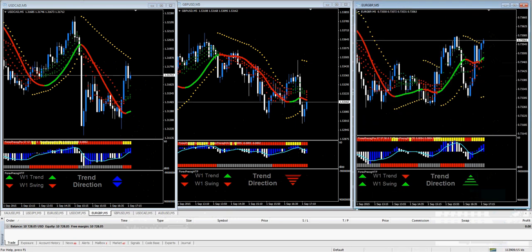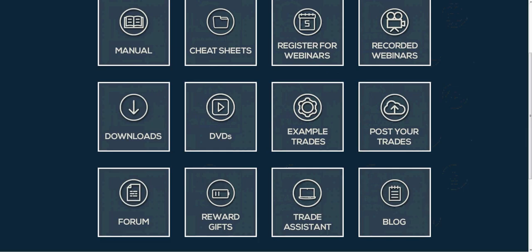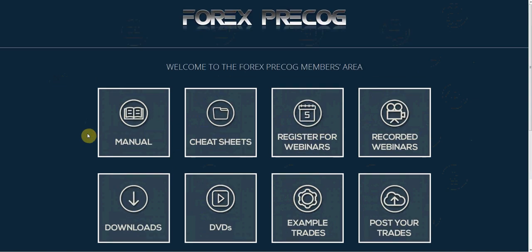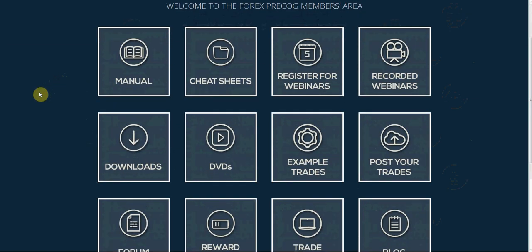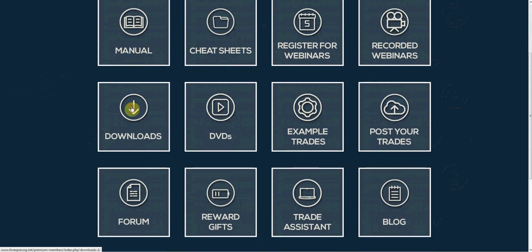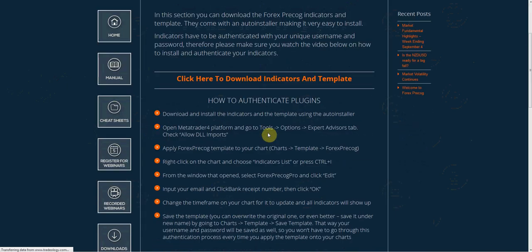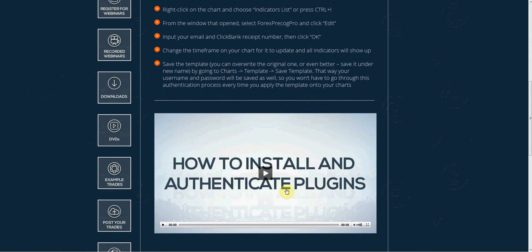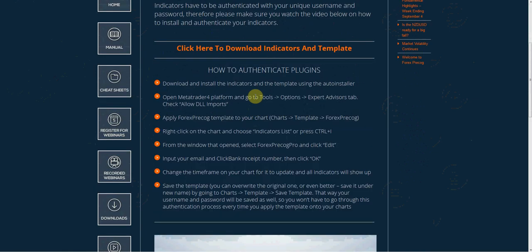Alright, let me show you guys the back office here. Once you actually get your package in the mail, they'll give you the link to come to the back office. As you guys can see, you have access to the manual, cheat sheets, webinar recordings. You'll be able to download the actual software package right here. And they also give you a video which shows you how to install everything correctly. And that's right here. And then you just click right there to actually download your indicators.